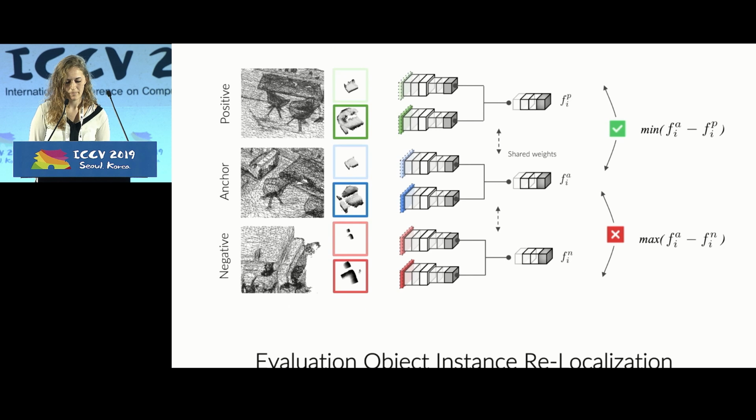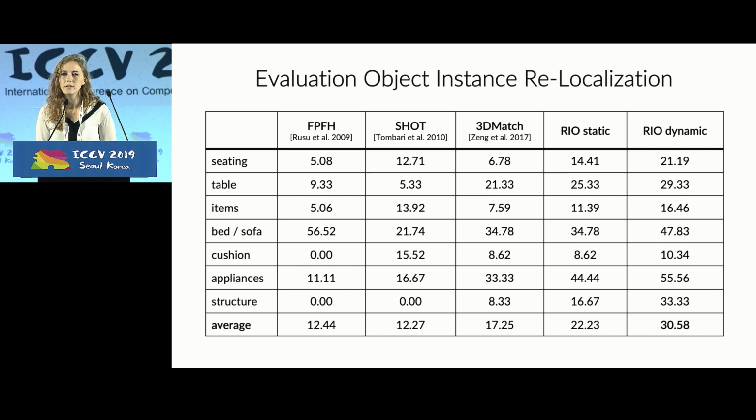In the task of object instance relocalization, we compare against two handcrafted methods, FPFH and SHOT, as well as a learned method, 3DMatch. While they still perform reasonably well, especially for more descriptive objects such as beds and sofas, our method outperforms them by a large margin, especially when trained with the dynamic data that we released with this paper.